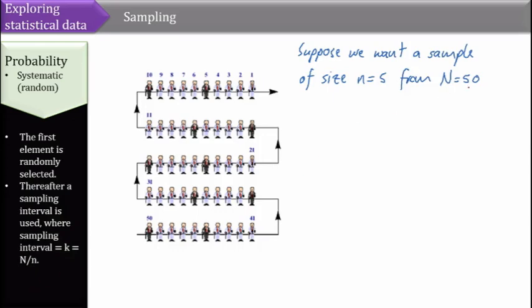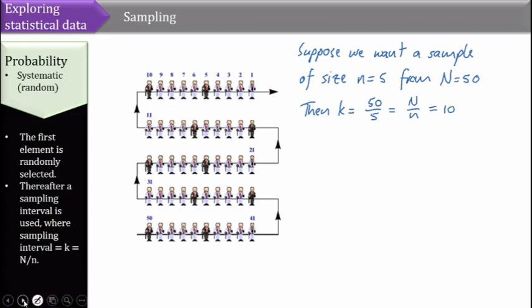Suppose that we have a population of size 50. So here we have 50 businessmen standing in a row, and from that population of size 50, we want to select a sample of size 5. Now according to this, the sampling interval will be 50 divided by 5, which is 10. So that means the pattern that we select according to is 10.